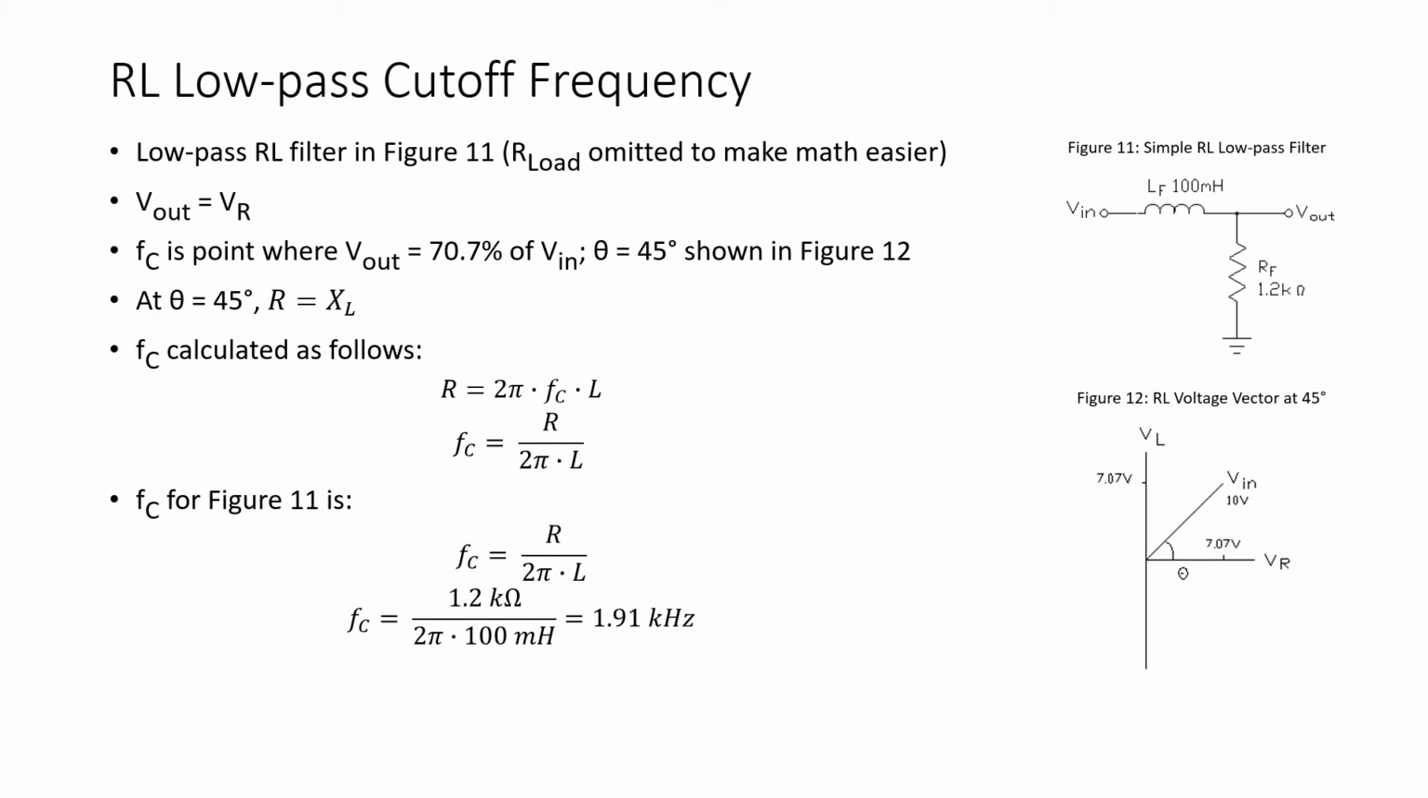And of course, when the phase angle is 45 degrees, resistance equals inductive reactance. So I can calculate the cutoff frequency by setting R equal to 2 pi F sub C times L. And I rearrange this equation to solve for F sub C, and get that the cutoff frequency equals R divided by 2 pi L. So the cutoff frequency for the filter circuit of figure 11 is 1.91 kHz.